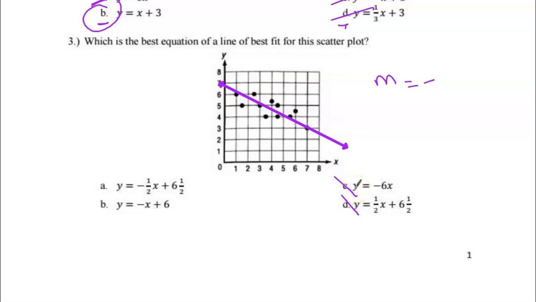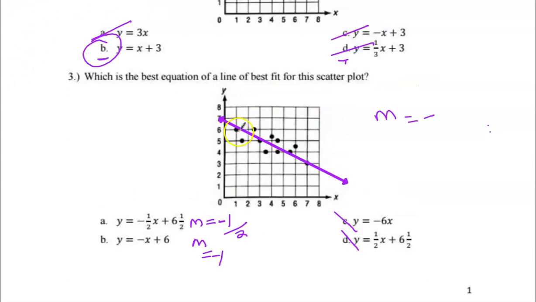So now what I have to decide is which one makes the most sense. This one has a slope of -1/2, and this one has a slope of -1. So as I look at my lines, I can draw a little slope triangle. I can start here and go down and go over to this one, and it appears that it is down 1 and right 2. So that's going to tell me that my best choice is A.